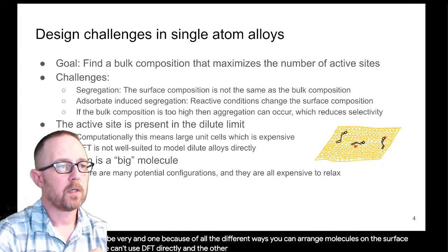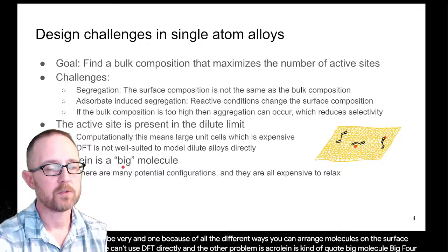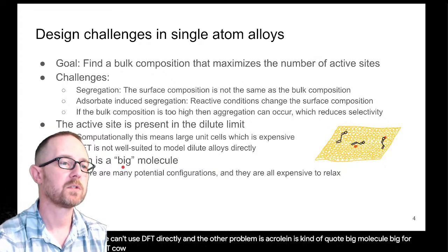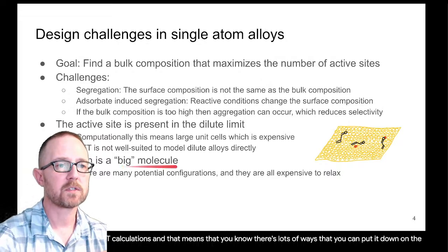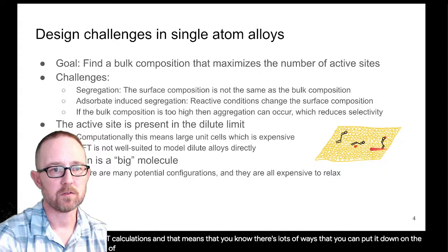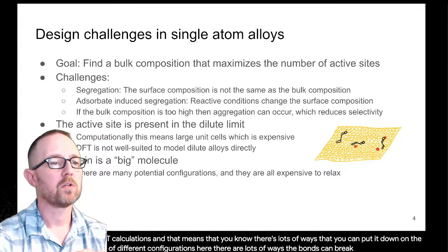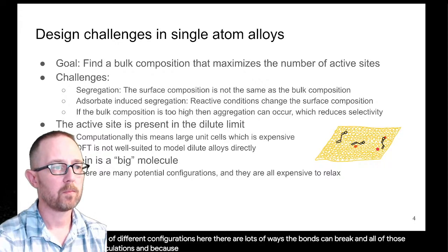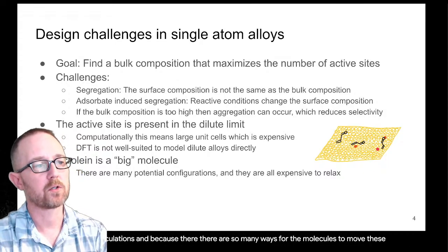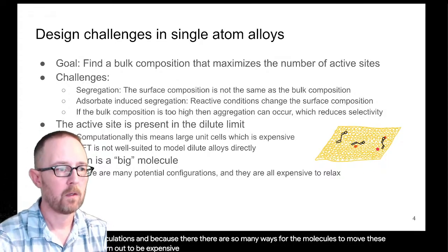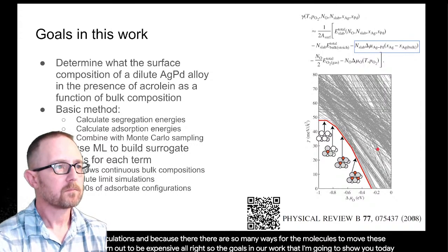And the other problem is acrolein is a kind of, quote, big molecule, big for people that do surface DFT calculations. And that means that there's lots of ways that you can put it down on the surface. There are a couple of different configurations here. There are lots of ways the bonds can break. And all of those mean we need a lot of calculations. And because there are so many ways for the molecules to move, these relaxations are going to turn out to be expensive.